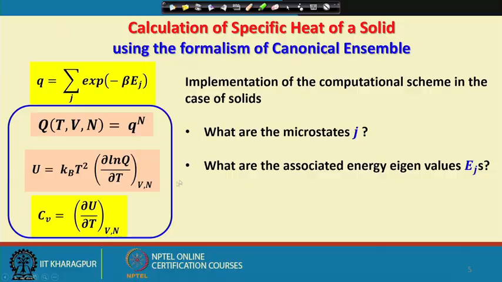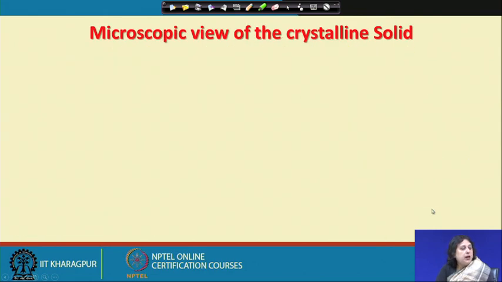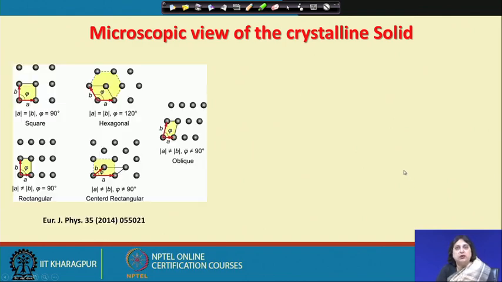So, the next question that we ask is: is it possible to describe the microstates in such a way that I can still use the exactly solvable models of quantum mechanics to model the single particle canonical partition function small q? This is exactly what I am going to do step by step in the next few slides that I discuss here. So, let us first look at the established microscopic view of a crystalline solid.